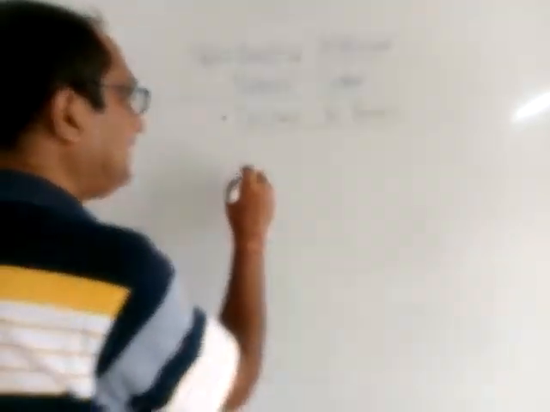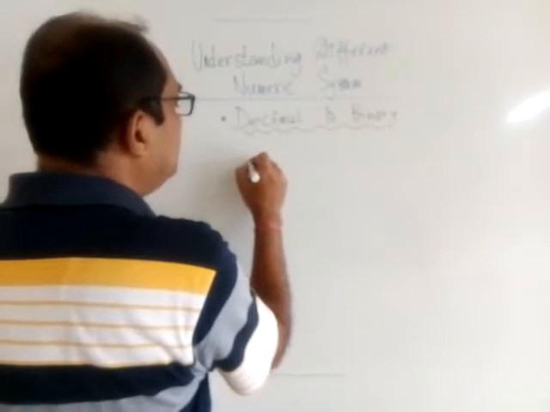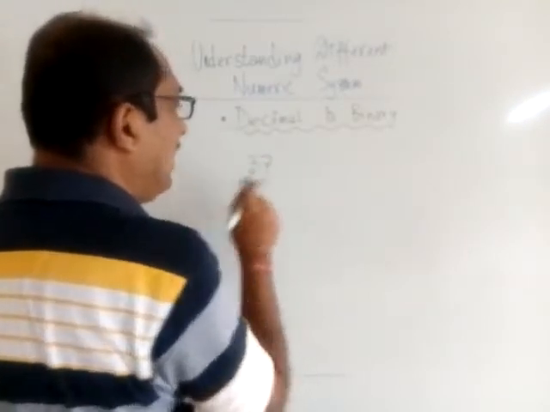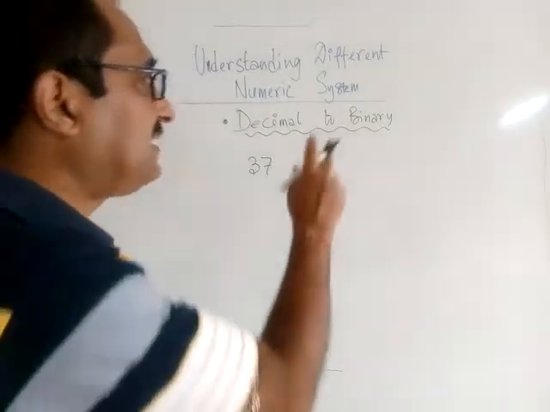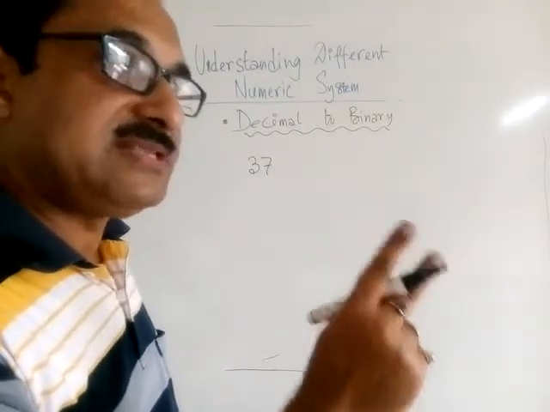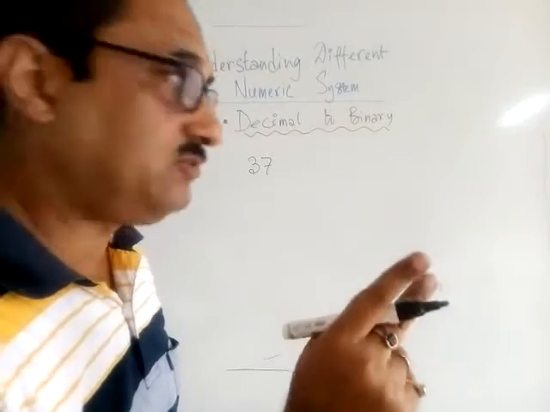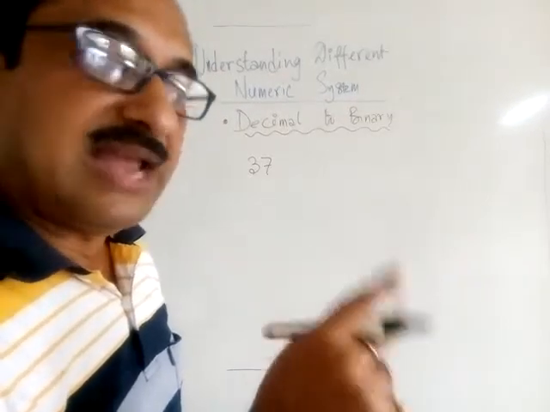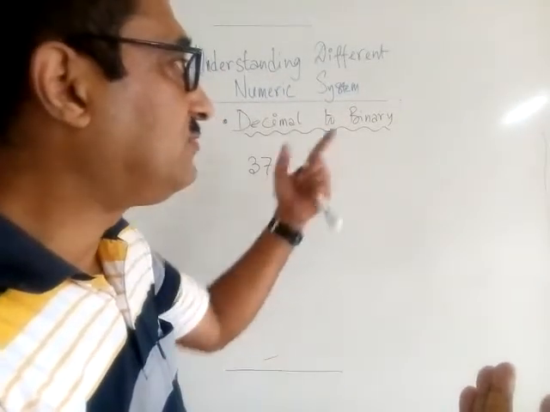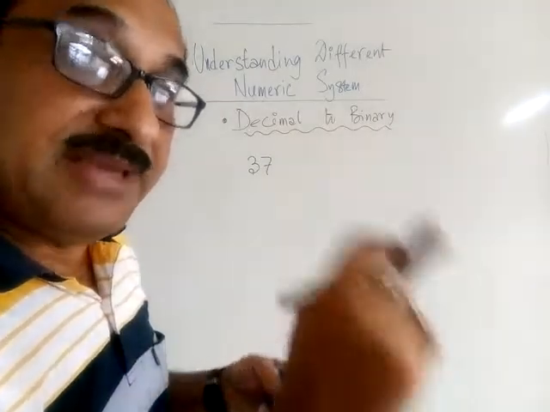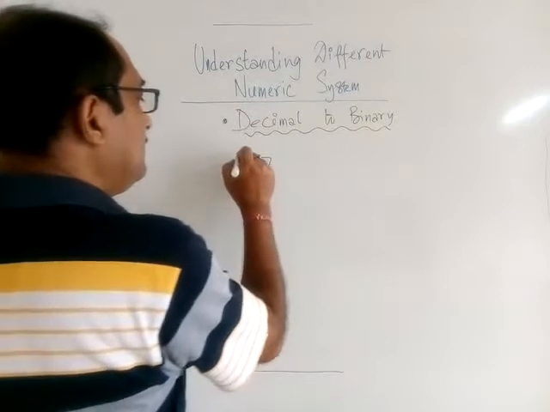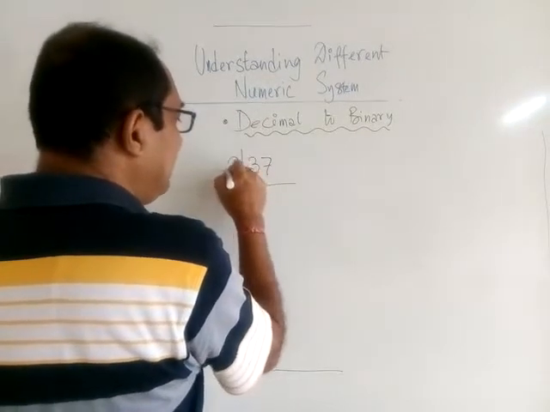For example, if I take a number say 37, how do I express it in binary? The rule is, in the binary numeric system you use basic two digits, 0 and 1. Binary means 2, and binary numbers, as I told you in the previous video, are expressed in base 2, right? So what we do, every time we divide the number by 2.